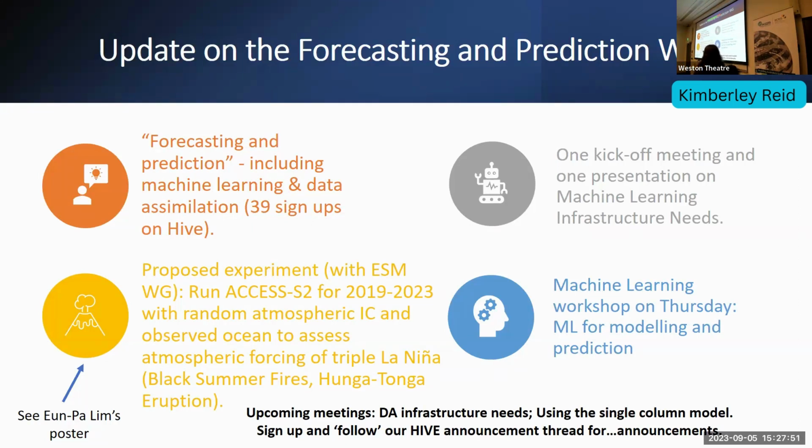We have a proposed experiment with the ESM group on running ACCESS-NRI for 2019 to 2023, which obviously covers a lot of extreme events that happen over Australia, with random atmospheric initial conditions and prescribed observed ocean SSTs, in order to assess some of the atmospheric forcing on the triple La Nina, such as whether summer fires caused the La Nina or how Tonga affected the weather. We have an upcoming meeting on data assimilation infrastructure needs and using single column model. Sign up and follow our Hive announcement thread for announcements. And if you don't know what those words mean, talk to Aidan after the meeting.